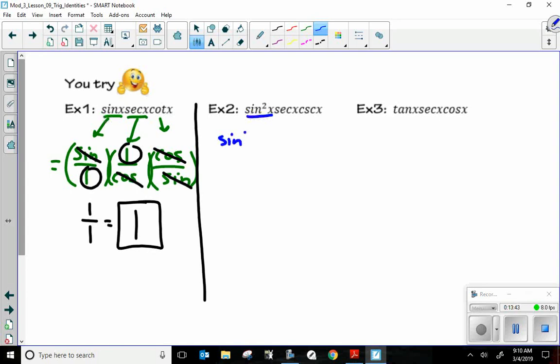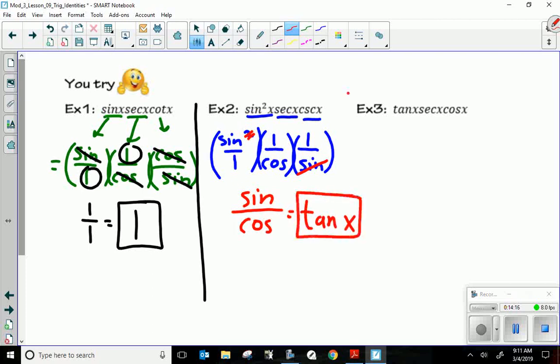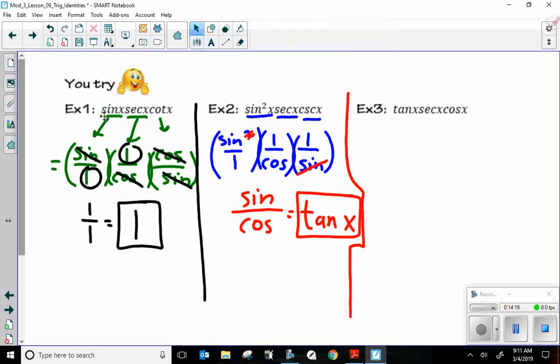Sine squared over 1. Secant is the reciprocal of cosine, and cosecant is the reciprocal of sine. So I'm going to multiply all these together and see if I can cancel anything. This sine cancels with this. It's one of those sines, not all of them. So I have sine on the top times 1, which is sine. Cosine on the bottom, the denominator, times 1, which is cosine. And sine over cosine is tangent. So make sure you put your x back in there. Just a point to note. We've seen this happen a couple of times.